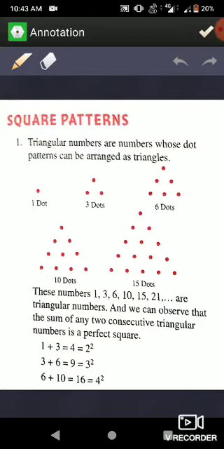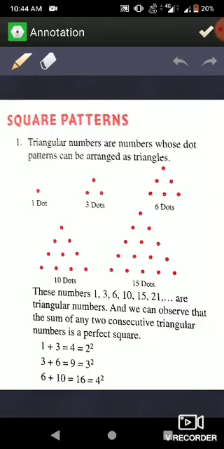As you continue and take the numbers which form a triangle of dots, after adding two consecutive such numbers you find the perfect square of a particular number. So I have given you work now: draw the triangular dot pattern for the number 21. Do it at home, and show me in the online classes. How can you draw this one?